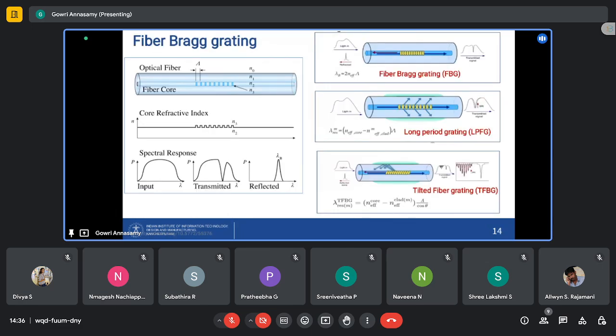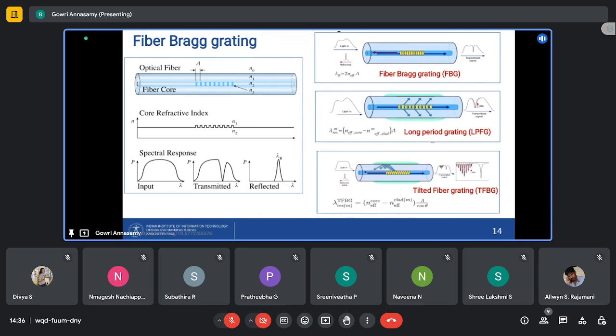So here is another example where we employ fiber Bragg gratings. Grating is nothing but periodic lines. So what do we do? Already we know the core has a refractive index, right? And the cladding has another particular refractive index. That means core and clad will be of different refractive index. That's why we represent them as N1 and N2.